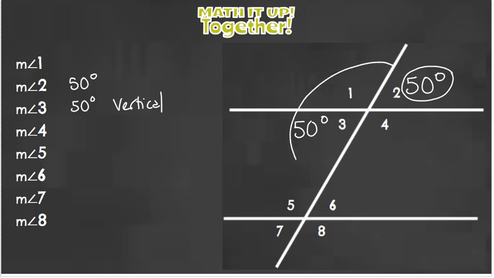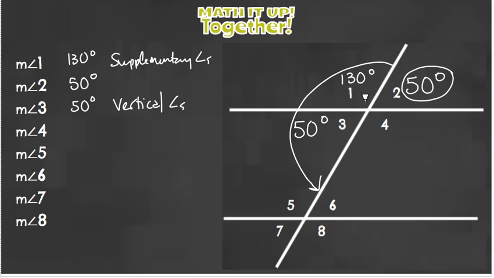We haven't done this before, but we can also use this straight line to say if this is 50, the two of these angles must be 180 because it's a straight line. So therefore this one must be 130. So angle 1 is 130, and we used supplementary angles to figure that out, vertical angles to figure this out.